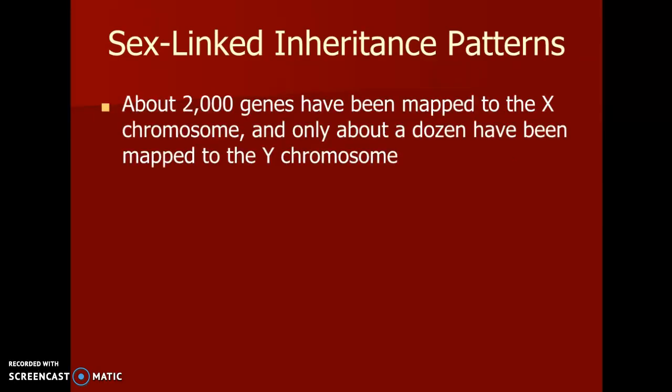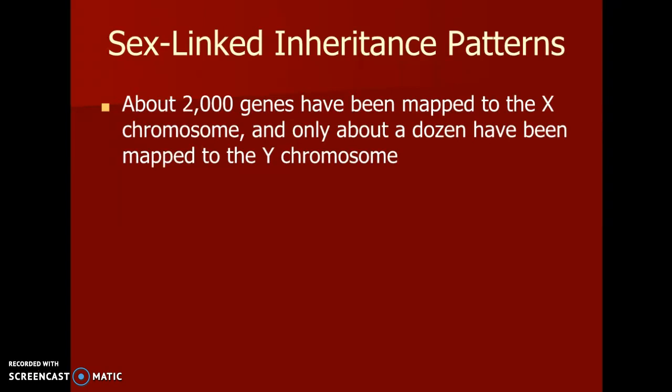There are about 2,000 genes mapped on the X chromosome, and guys, hate to tell you, but there's only about a dozen that have been mapped to the Y. The Y really just determines sex. There's not much other information on it. In fact, my genetics professor in college called it a junk chromosome. She was female too, so I'm sure she really liked that.